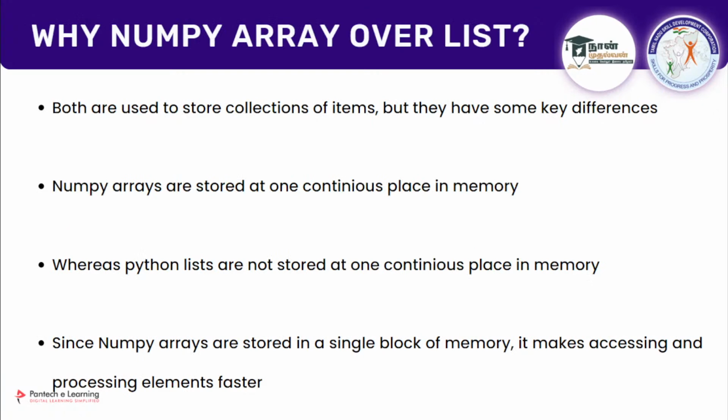And what is the key difference? They say NumPy array is faster, but how? Why is it faster? Both are used to store a collection of items, but they have some key differences. NumPy arrays are stored in one continuous place in memory. So if I have 4 elements in a Python list, for example A, B, C, D, and I store that in memory, it will store them in different places. A will be in one place, B in another place, in your hardware memory in your system.